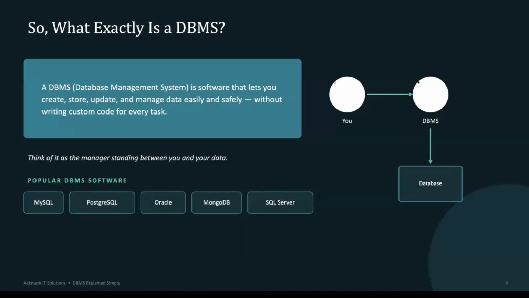So here's our hero of the story, the DBMS. Think of a DBMS as a super organized, incredibly fast personal assistant who stands between you and your data. You don't have to know where anything is physically stored or write complicated instructions every single time. You just ask, show me this, save that, update this one thing, and the DBMS handles all the messy behind the scenes work for you safely and quickly.